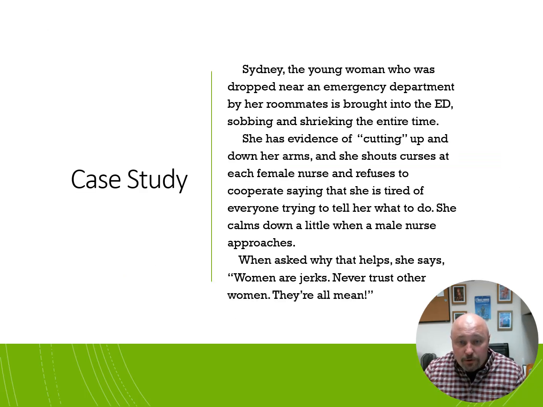Sydney, the young woman who was dropped near an emergency department by her roommates, is brought into the ED, sobbing and shrieking the entire time. She has evidence of cutting up and down her arms, and she shouts curses at each female nurse and refuses to cooperate, saying that she is tired of everyone trying to tell her what to do. She calms down a little when a male nurse approaches. When asked why that helps, she says, "Women are jerks. Never trust other women. They're all mean."